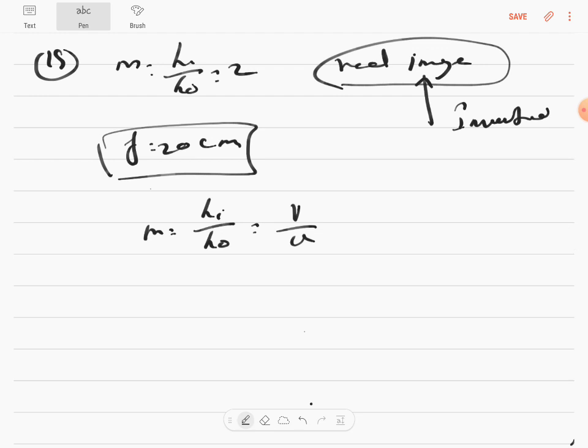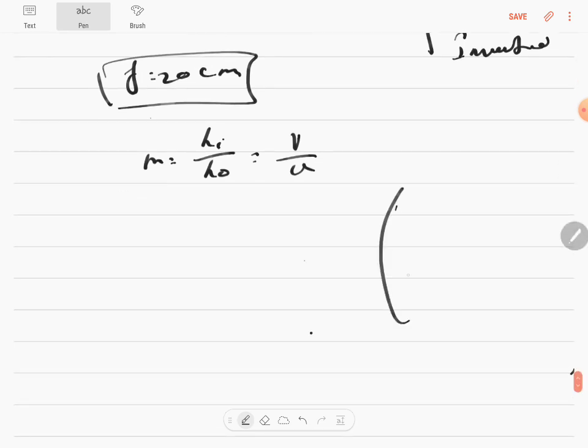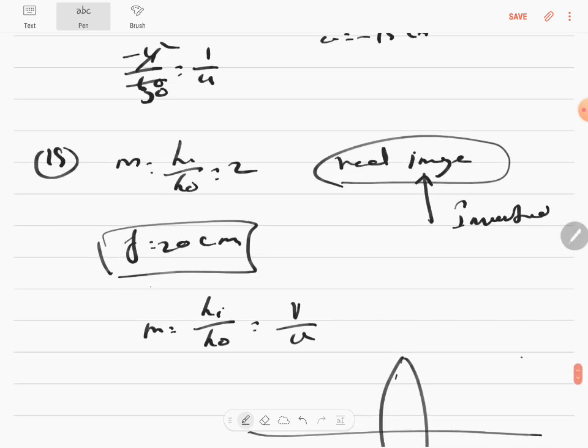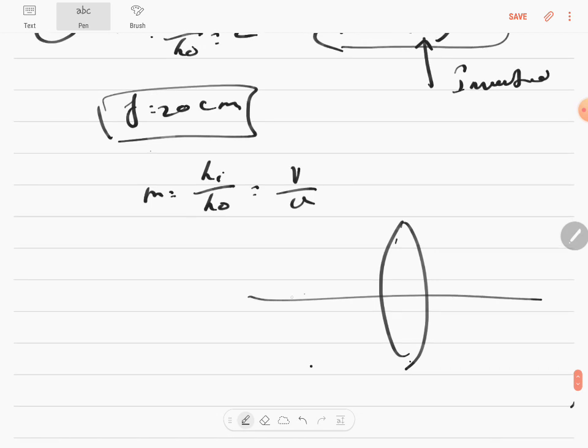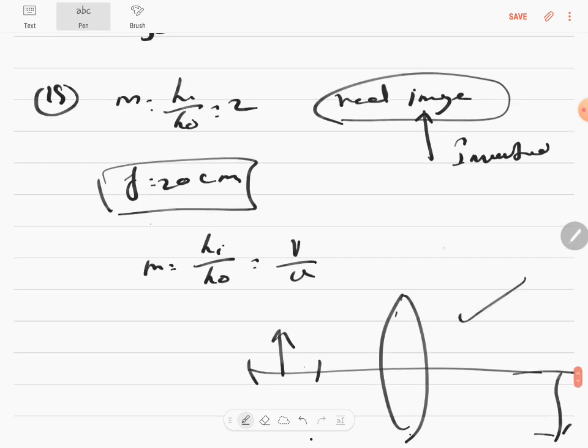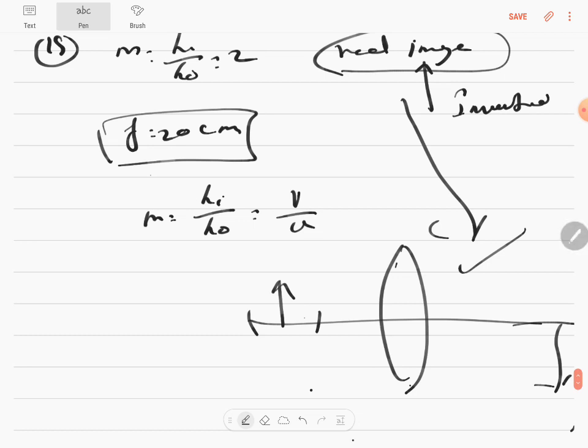Let me think about this. Magnification is 2, it's magnified, you know it's a convex lens. So when can you get a magnified image? When an object is between C and F, you can get an image beyond C, but it will be magnified and inverted. So this is the case which is appropriate for this. And in that case, Hi by Ho will be negative, V by U will also be negative, and so therefore the magnification is negative.